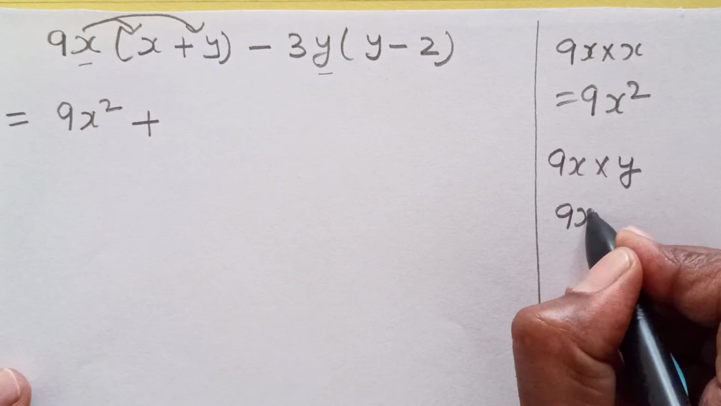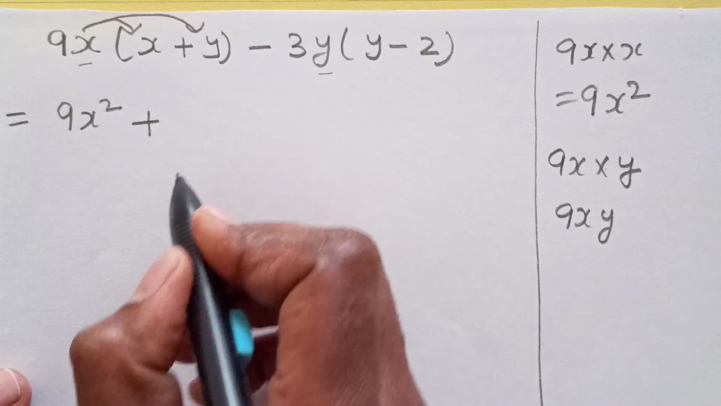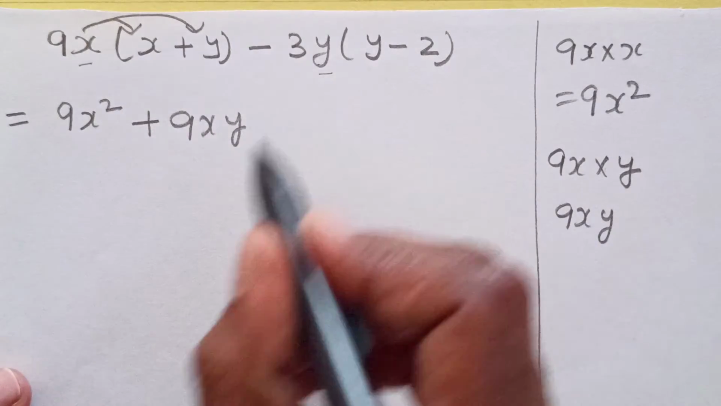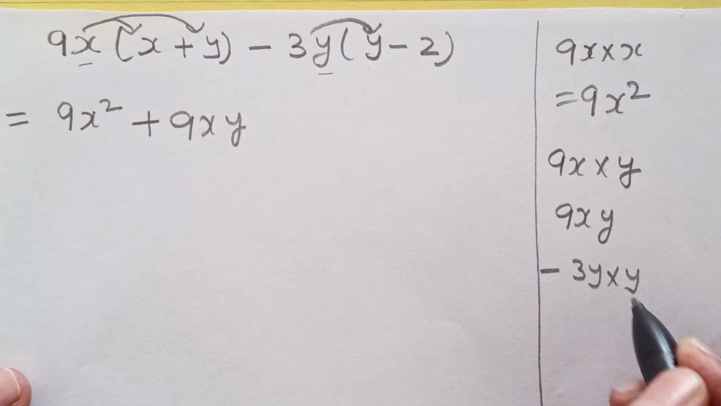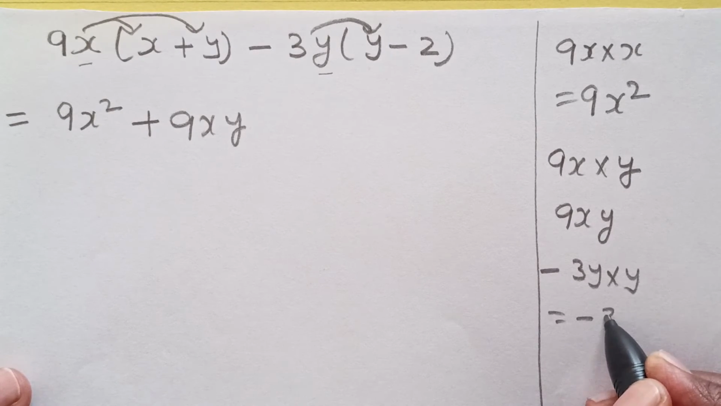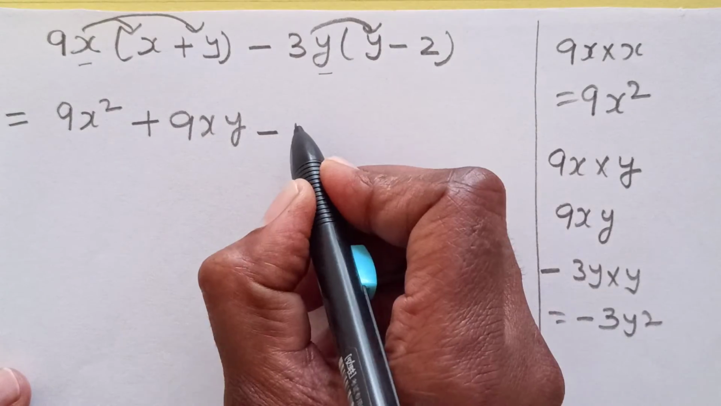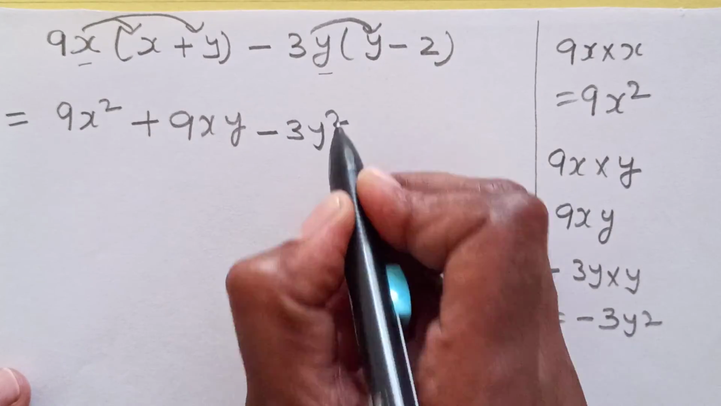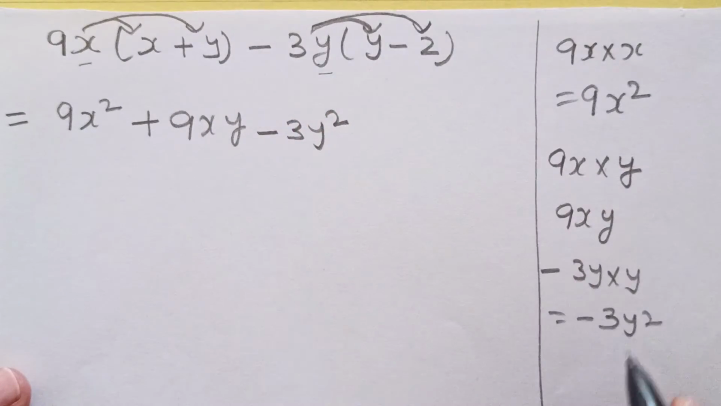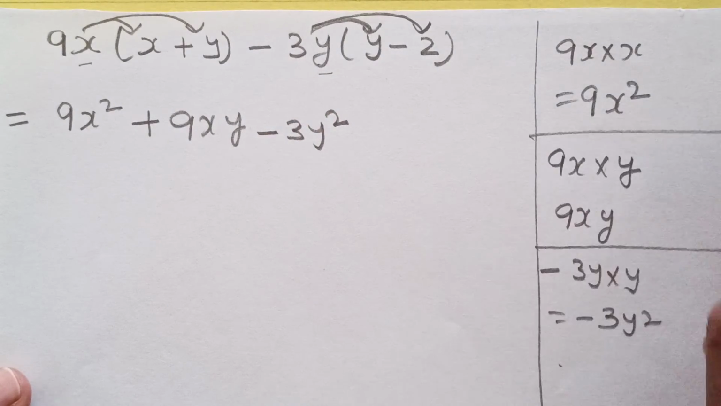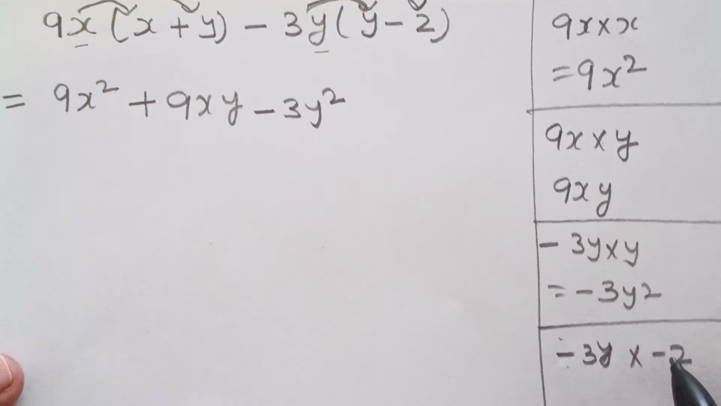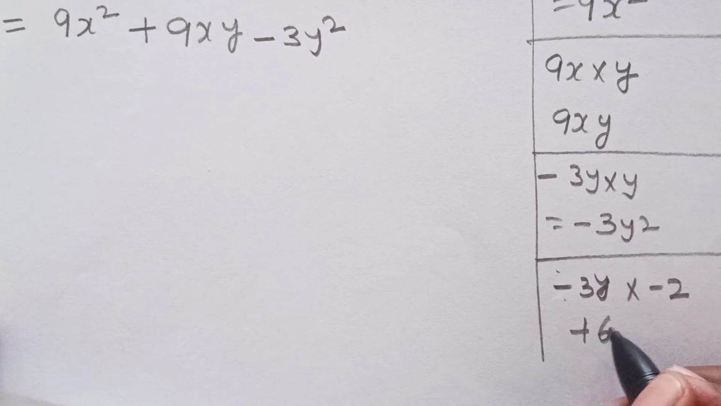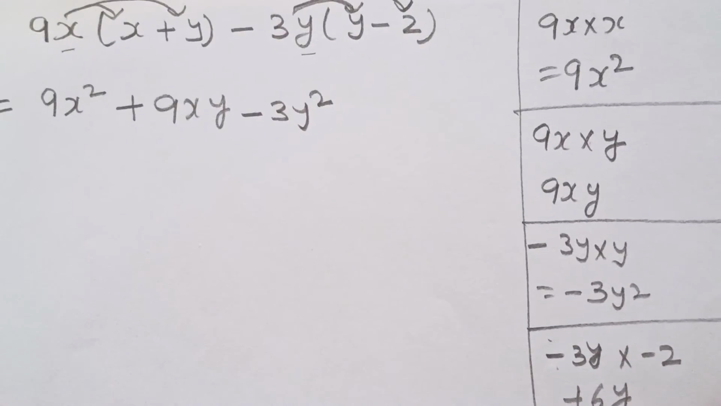So this is 9xy. Negative sign, negative 3y times y. So this is gonna be negative 3y squared. Next we have negative 3 times negative 3y times negative 2. This negative and negative will become positive, 6y. So here we will have 6y.